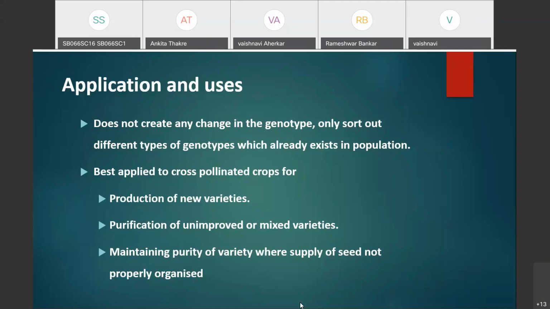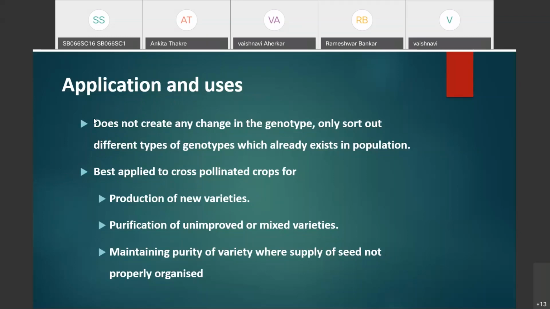Then in this slide you can see the application and the uses of the mass selection. Okay, the first point here you can see: the mass selection does not create any change in the genetic constitution or genotype. It only sorts out the different types of the genotypes which already exist in the population.